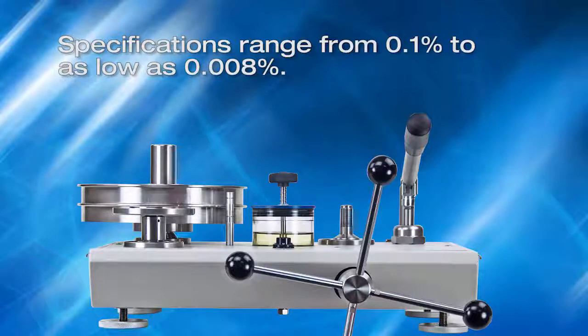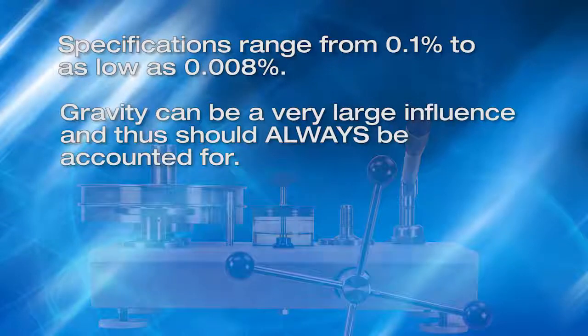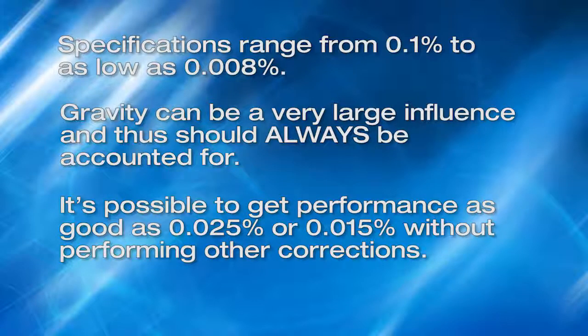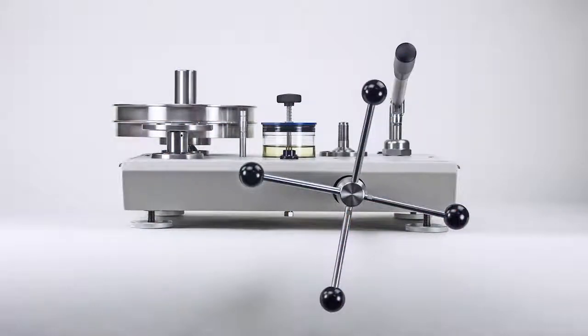As we have already mentioned, accounting for all variables and performing a full calculation of pressure allows for the best uncertainty possible. But at what point is it necessary? As we already saw, local gravity can easily result in an error that is greater than 0.1%. Thus, we need to always account for gravity in some fashion. Depending upon the design of the deadweight tester, it is possible to get performance as good as 0.025% or 0.015% without calculations. For example, the Fluke Calibration P3000 deadweight testers have a specification of 0.015%.